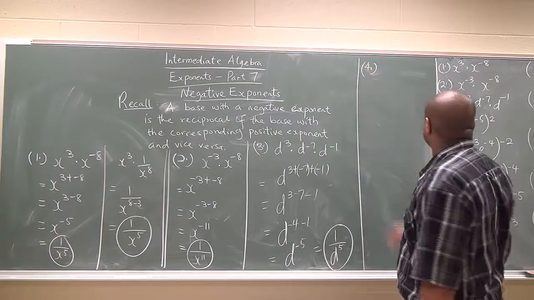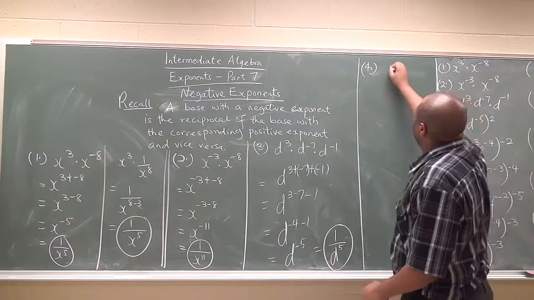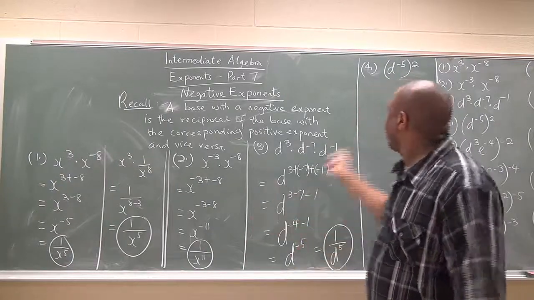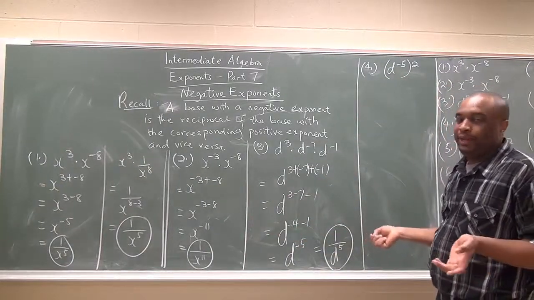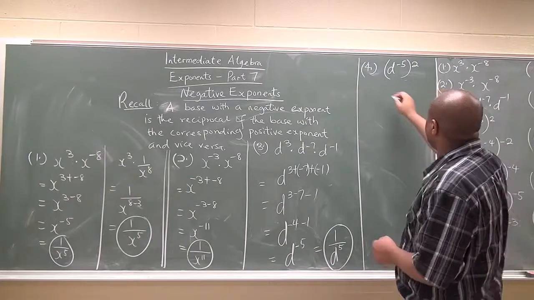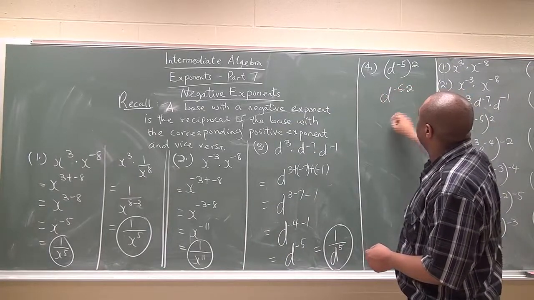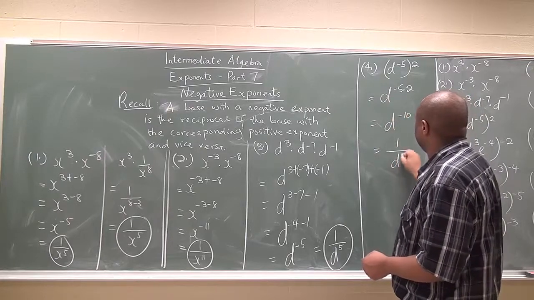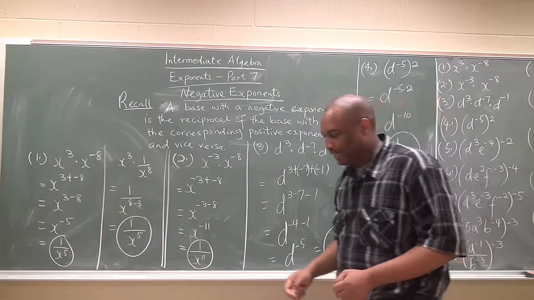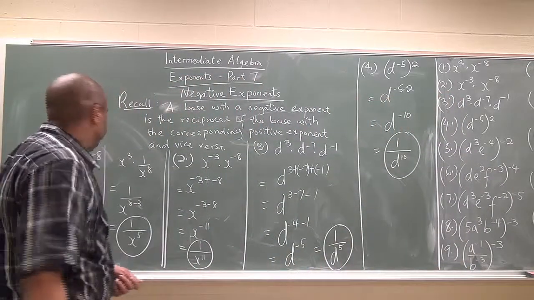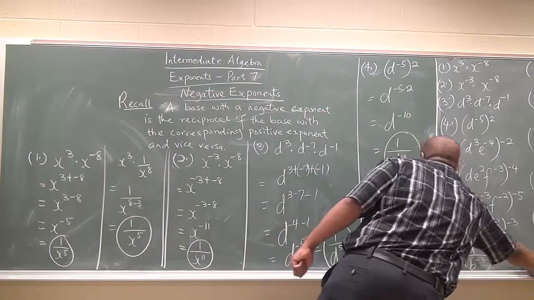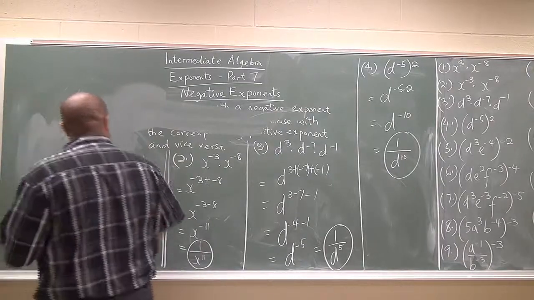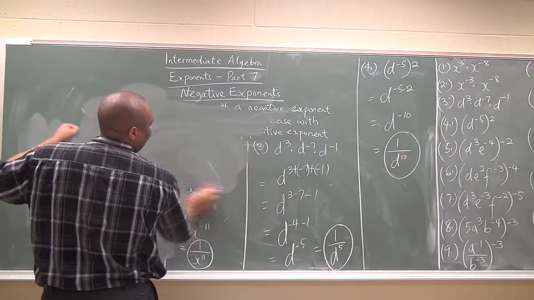Question 4. We have d exponent negative 5, all exponent 2. We still apply the laws of exponent here. So this will be d to the negative 5 times 2, which is d to the negative 10, which is 1 over d exponent 10. All right, let's go ahead and finish the rest of the problems. They are pretty simple.